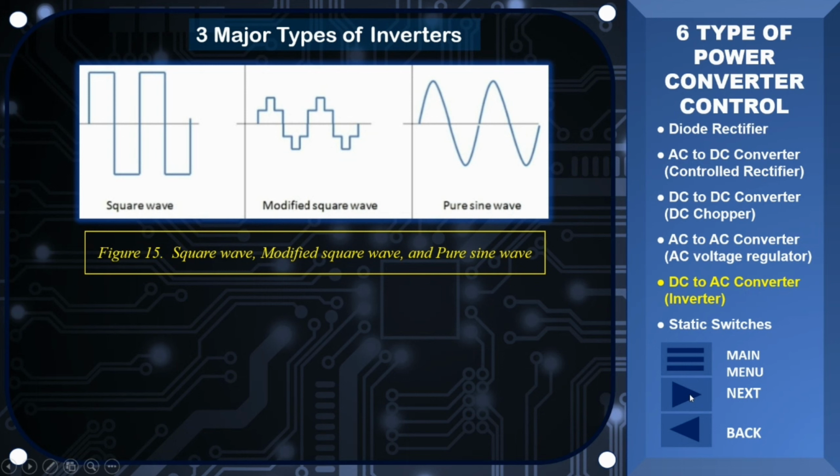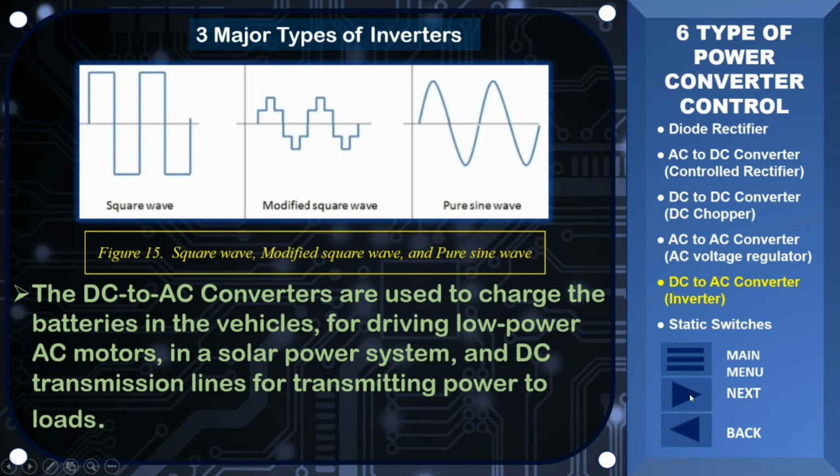The DC to AC converters are used to charge the batteries in vehicles, for driving low power AC motors in solar power systems, and in DC transmission lines for transmitting power to loads.